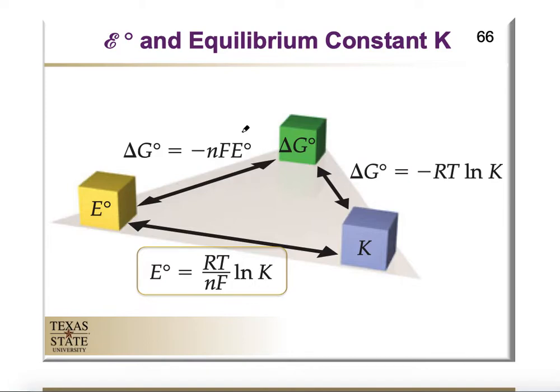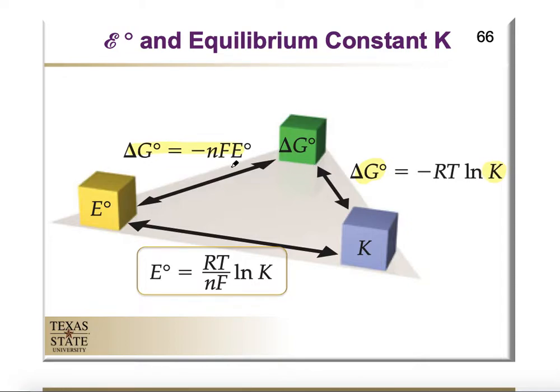Now, this is the equation that we just talked about that relates the cell potential to Gibbs free energy, right? In the past, we had already seen an equation, I think this was in the previous chapter, that related the Gibbs free energy to the value of the equilibrium constant K, right? We knew that delta G0 was equal to negative RT ln K.